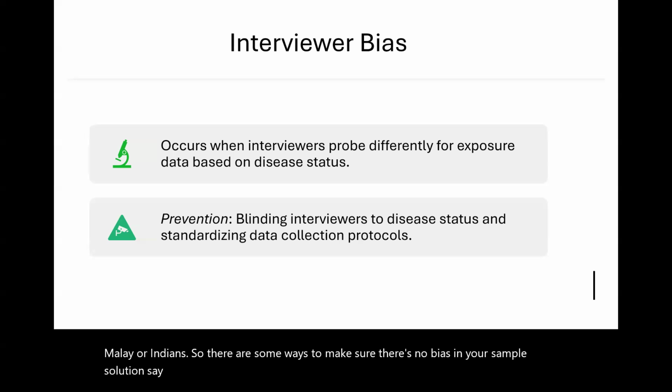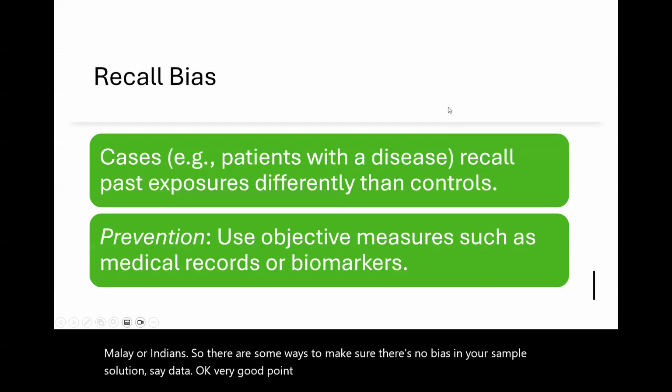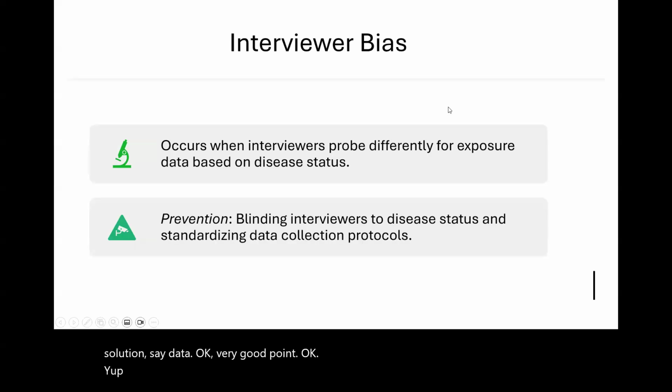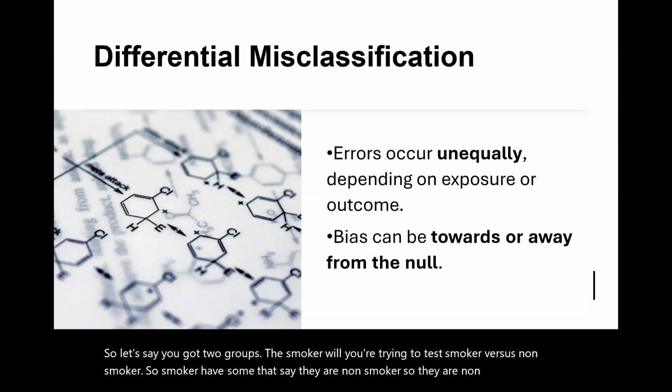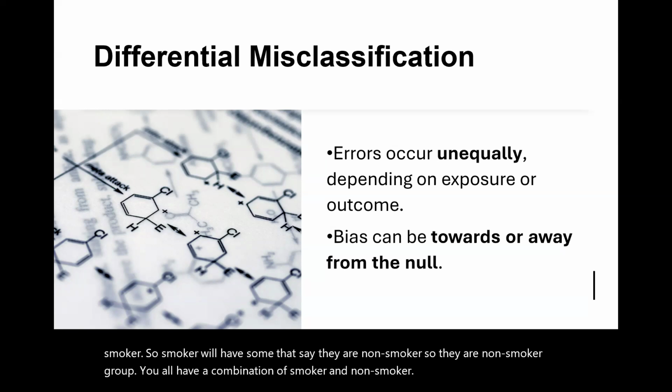Okay, very good point. Question for the previous one, the differential. Like the example of the smoker and the non-smoker. Let's say you have two groups, and you are trying to test smoker versus non-smoker. Some smokers will say they are non-smokers. So in your non-smoker group, you'll have a combination of smokers and non-smokers, while in the smoker group, you only have smokers.